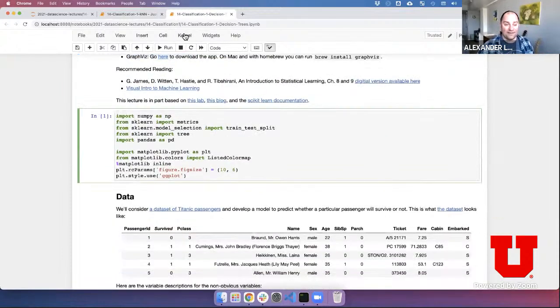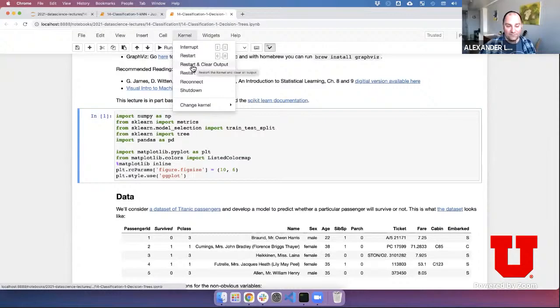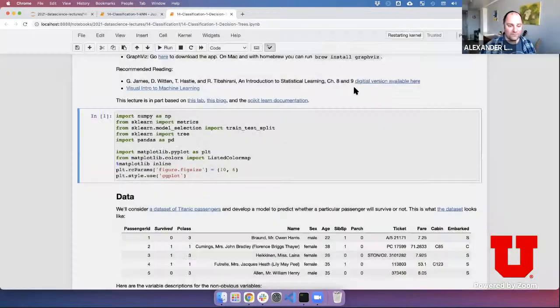Okay, let's look at what a decision tree is. Let me just clear my outputs here.